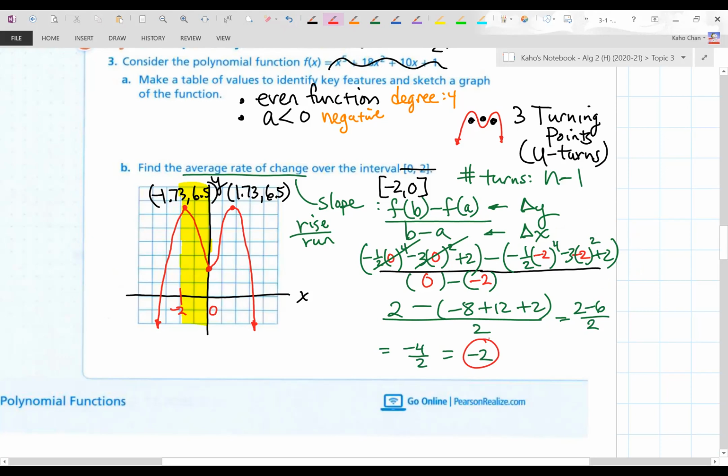Now, I can't eyeball it. It makes sense, right? This particular spot right there in the yellow highlighted region is definitely -2, looks like, approximately. Next page.